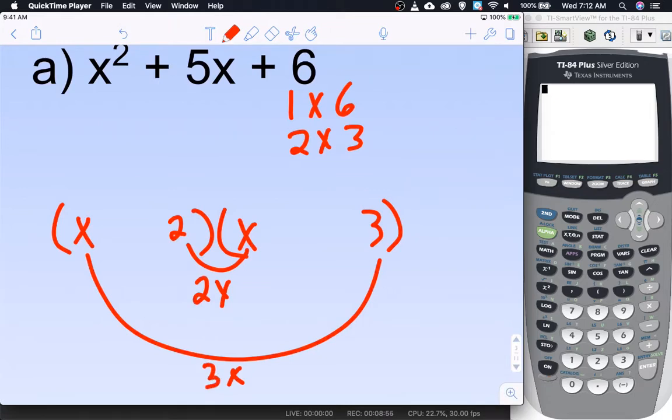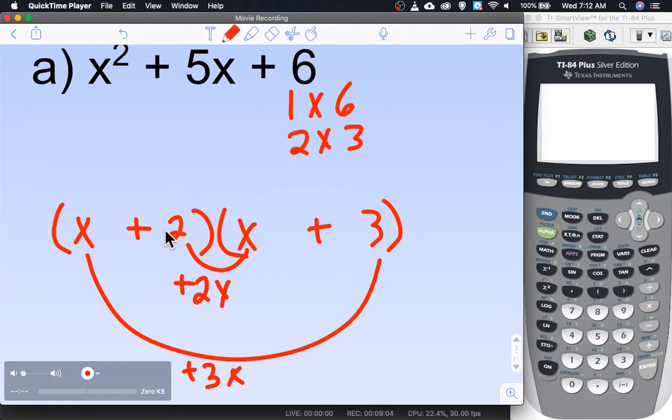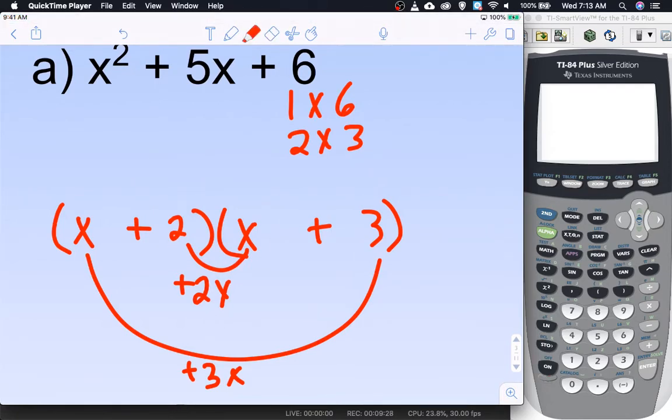A 2x and a 3x can make 5x if they are both positive. To make them both positive, that would be a plus 2 there, and a plus 3 there. So now I have a positive 2 times x is positive 2x, and a positive 3 times x is positive 3x. My middle terms would add together to give me a positive 5, and my lasts would multiply together to give me positive 6. So this one is the right answer for this problem. There we go. Just kind of highlight our answers a little bit.